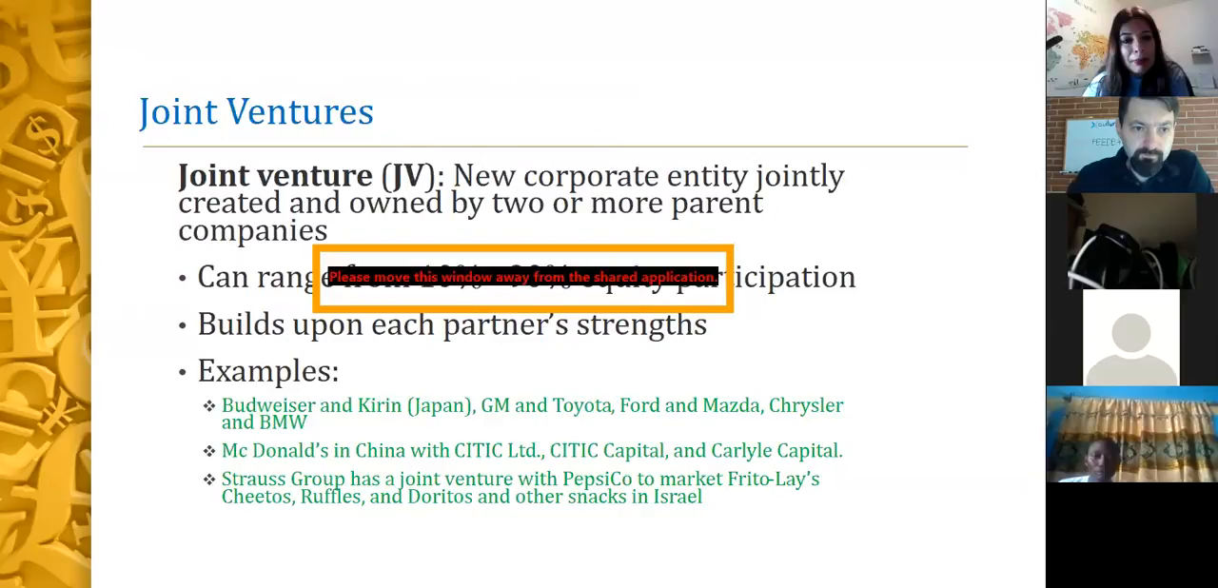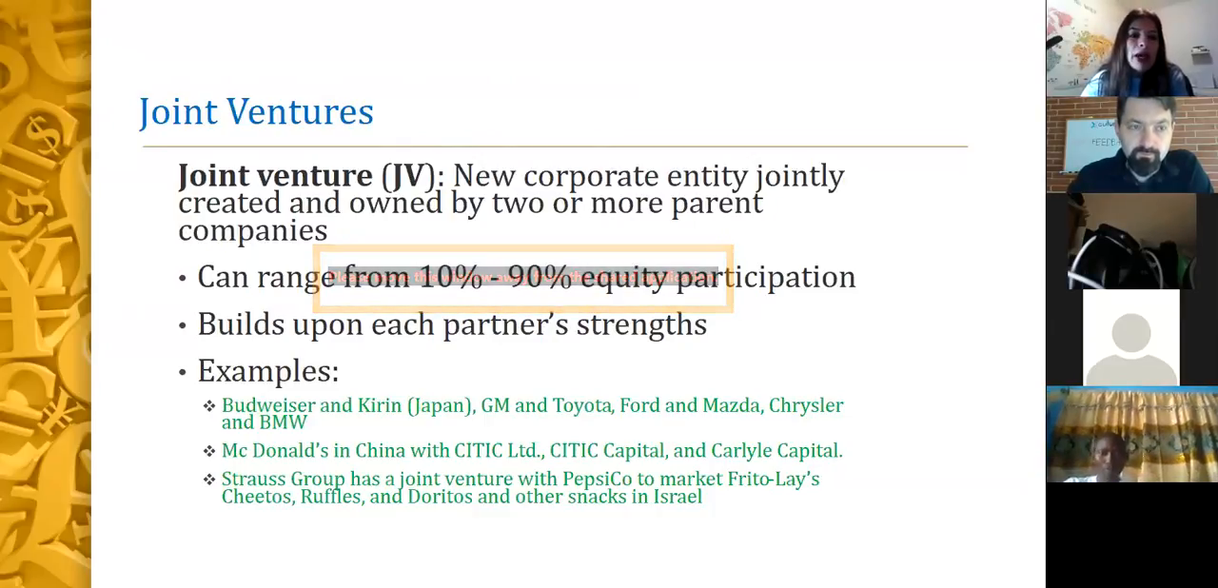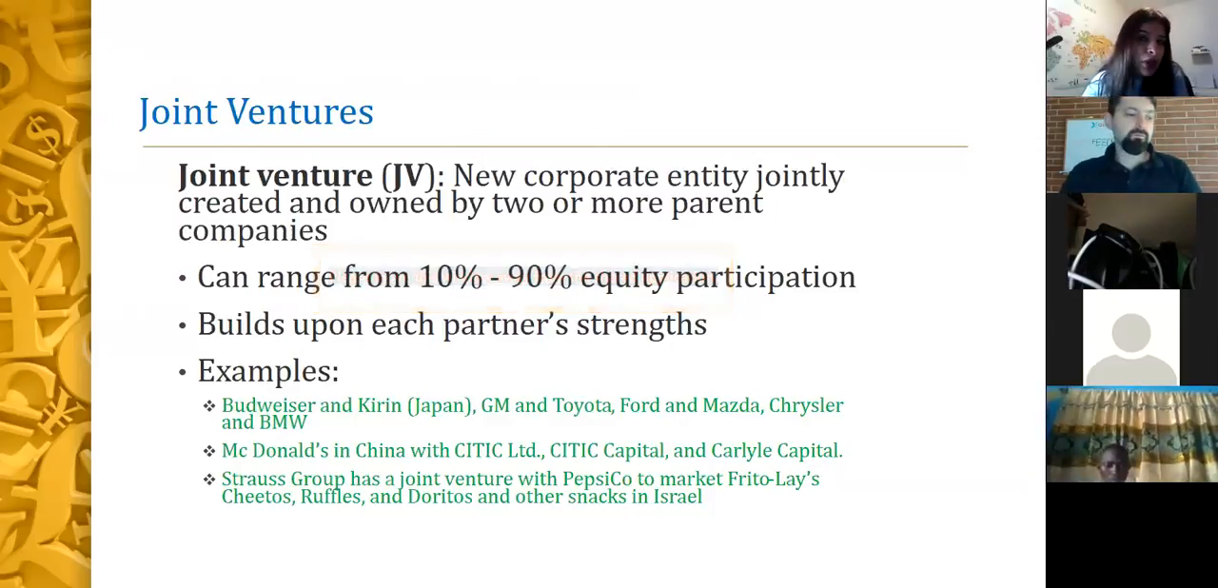Remember that the capital share can range from 10 to 90%. Anything less than 10% investment is not considered as FDI, and anything above 90%, you would pretty much call it a wholly owned subsidiary. One of the major advantages of a joint venture is the synergies of operations.